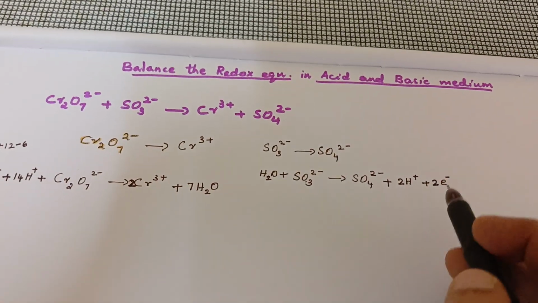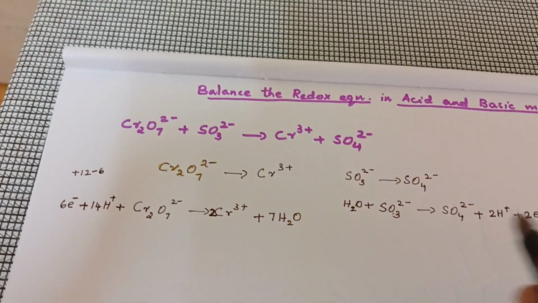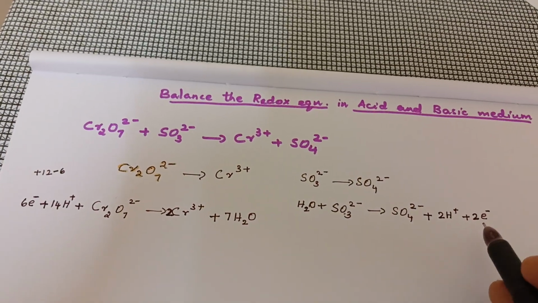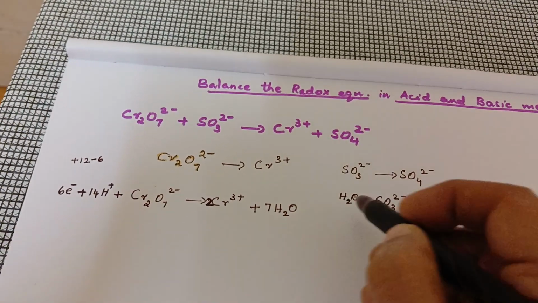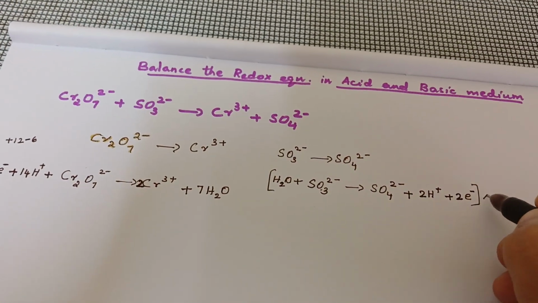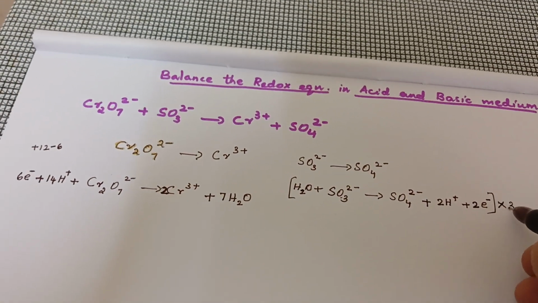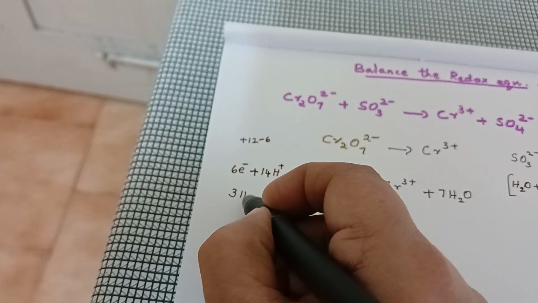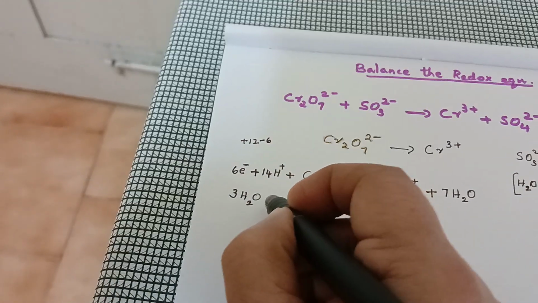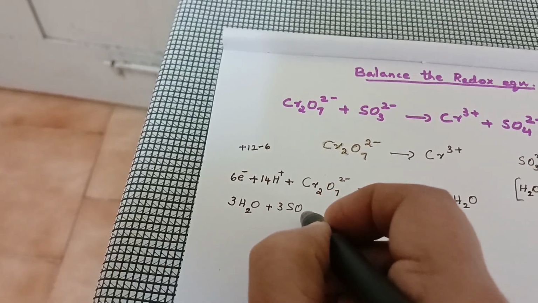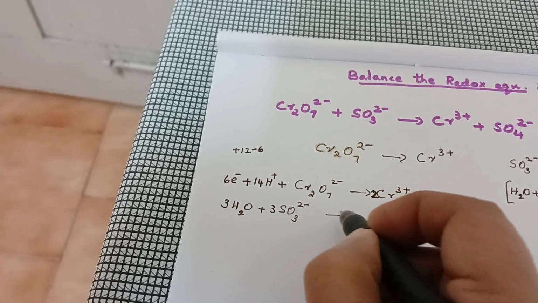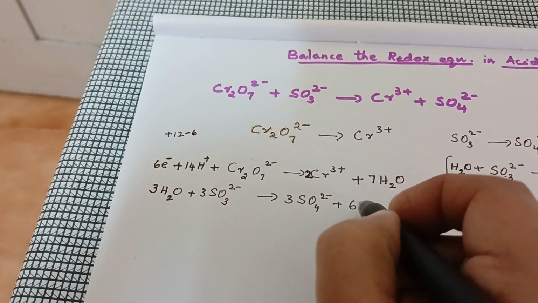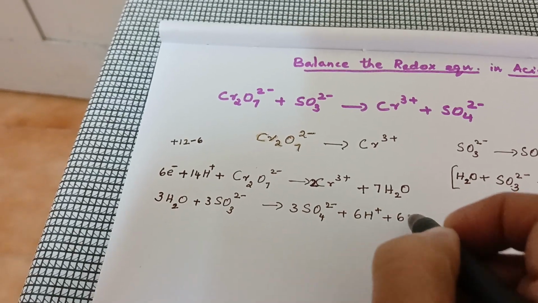So to make the number of electrons the same, 2 and 6, the LCM is 6. So let us make this also equal to 6. For that we can multiply it by 3. So we will write it here, 3H2O plus 3SO3 2 minus, giving 3SO4 2 minus plus 6H plus 6 electrons.